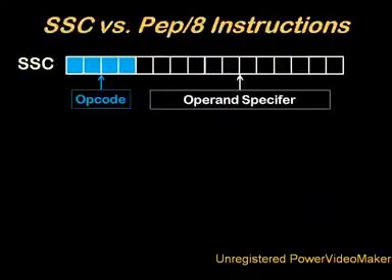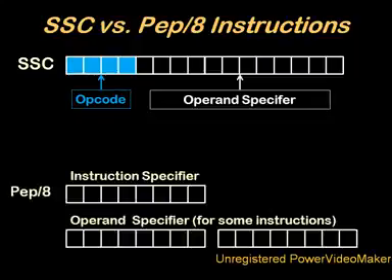So let's look at instructions now. Recall that in SSC, each 16-bit instruction had a 4-bit opcode, followed by a 12-bit operand specifier. In PEP 8, the opcode has grown and become a little more complicated. In fact, we now have 8 bits of what we call an instruction specifier, and then a full 16 bits of operand specifier for some instructions. Some don't require it.